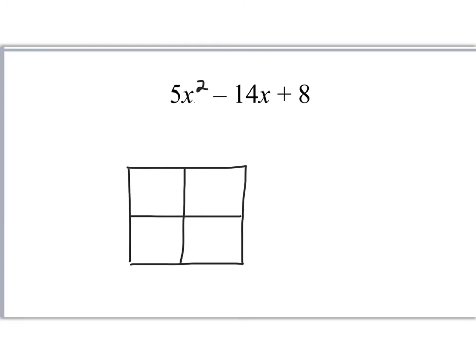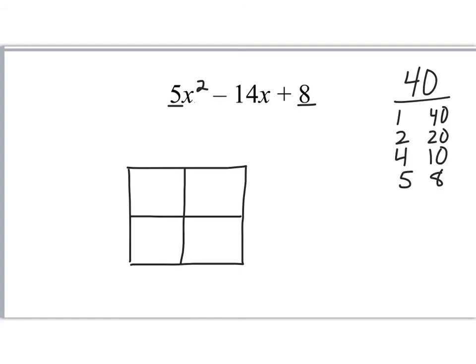All right, now we're going to take it up a notch and actually have a number bigger than 1 in front of our x squared. It is very important that you multiply that number right here and your constant before you get anywhere. Otherwise, you will not get the right answer. So 5 times 8 is 40, and you want to make a factor box for the 40.